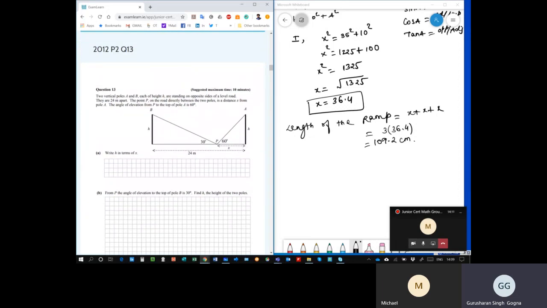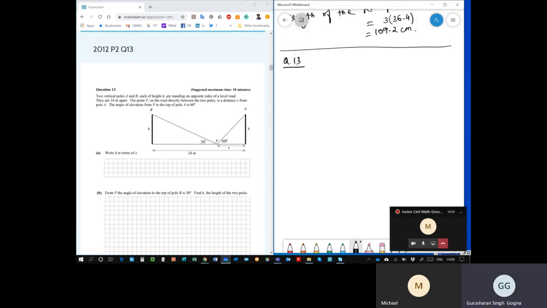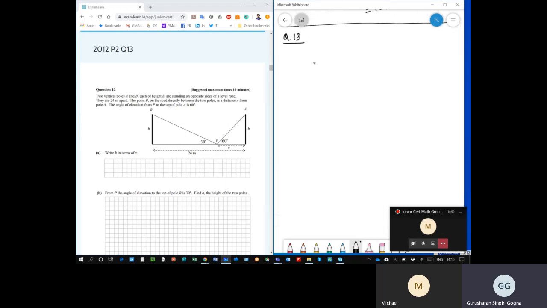Okay, so there is another question in the same paper, question number 13. There are two vertical poles, A and B, and both have the same height, h, and they are standing on the opposite sides of a level road. They are 24 meters apart, and the point P is on the road directly between the two poles. It is a distance x from pole A, okay? And the angle of elevation from P to the top of pole A is 60 degree. All this information they already give you in the diagram.